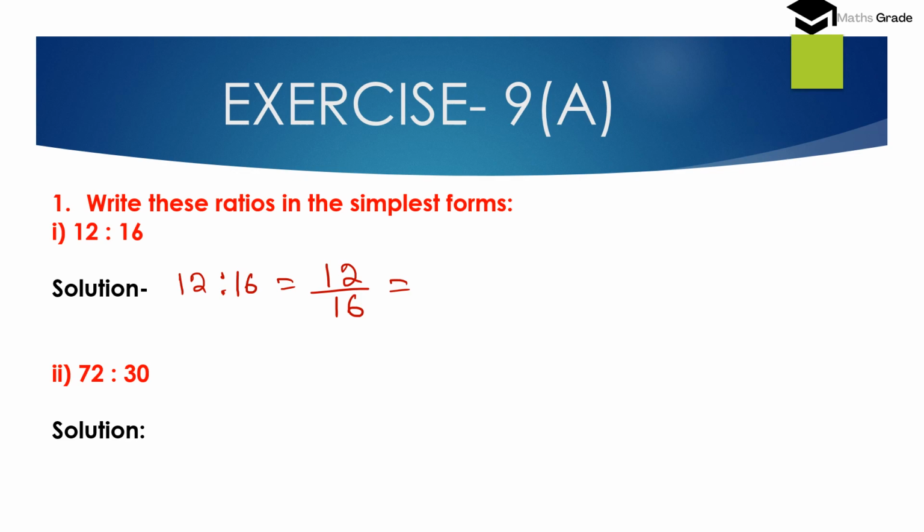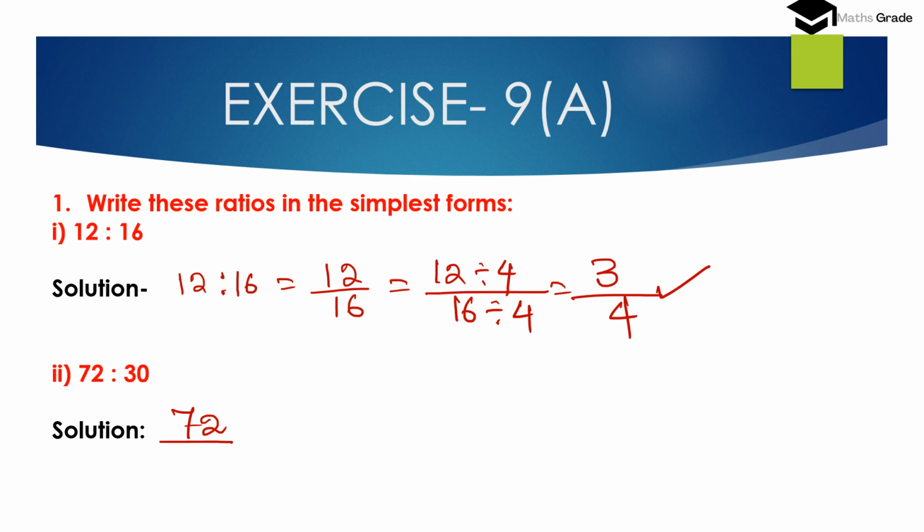So divide the antecedent 12 by 4 and the consequent 16 by 4. 12 divided by 4 is 3 and 16 divided by 4 is 4. So 3 by 4 is the simplest form of the ratio 12 is to 16. Now question number 1, second bit: 72 is to 30. We can write 72 is to 30 as 72 divided by 30.